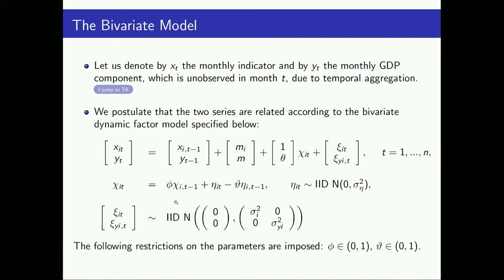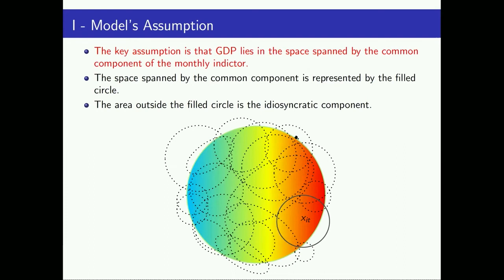And the idea is that XT, that is the monthly indicator, and YT, that is the monthly GDP, are related to the common component KT, which is driven by the coefficient theta. Here we have also the idiosyncratic component related to, of course, the monthly indicator and the GDP component. Then here we have xi, y, I, t, that is essentially this part here outside the rainbow circle.